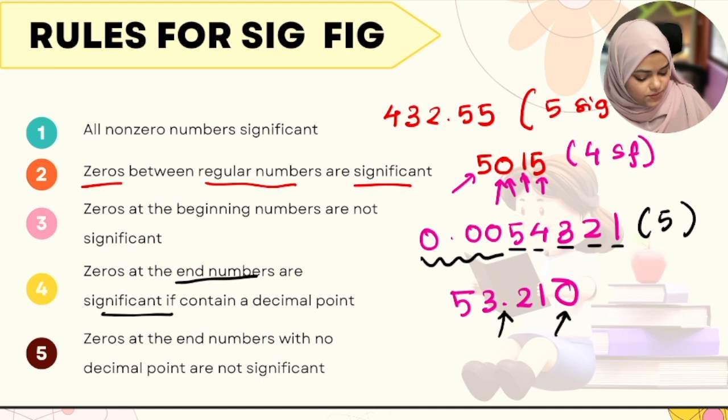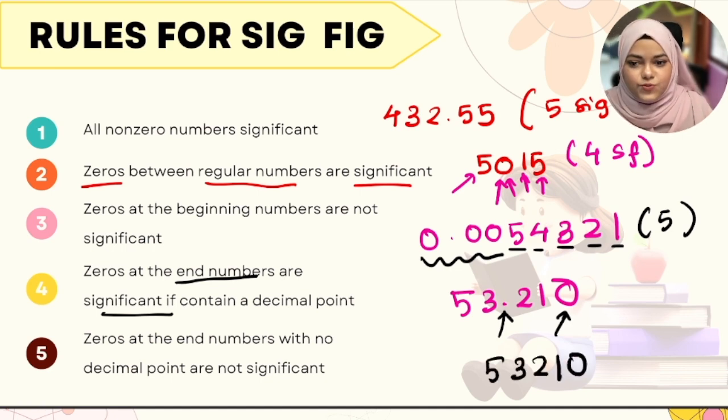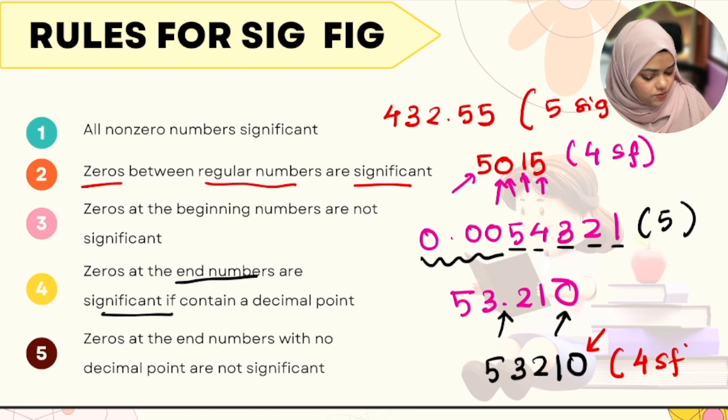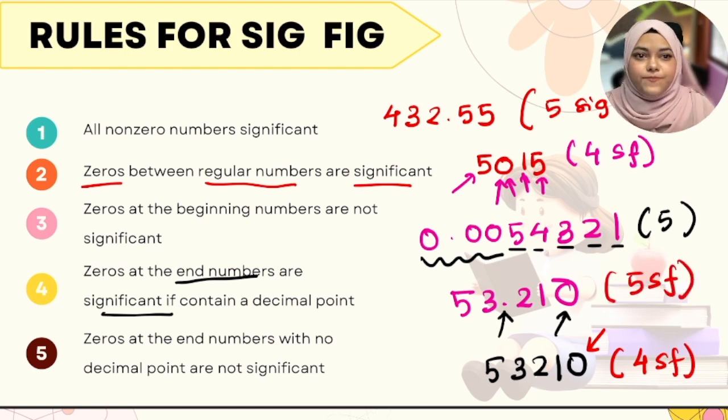Let's say the same number, but let's remove the decimal. So we put 53210. So the end 0 is not significant. In this case, we only have 4 sig fig, while in the previous one, we have 5 sig fig. I hope you guys understand the rules for significant figures.